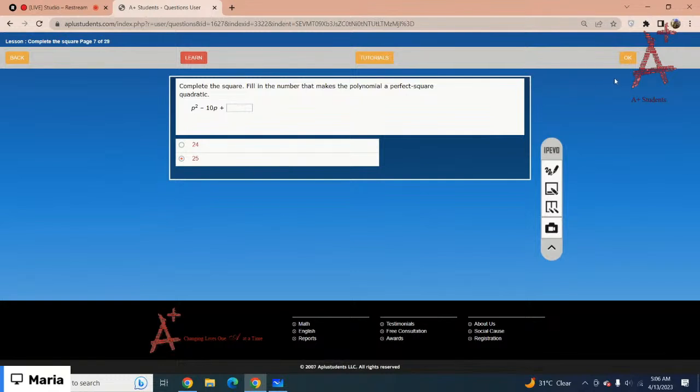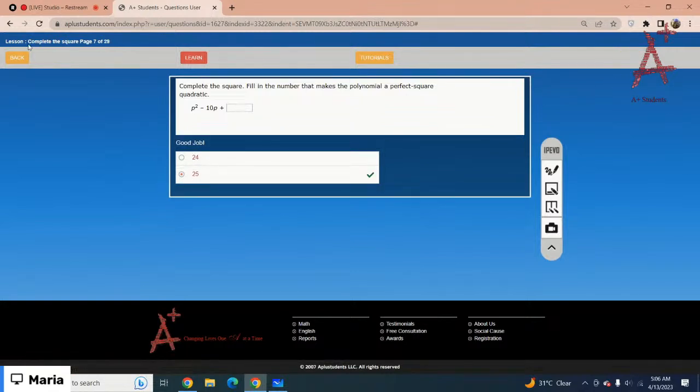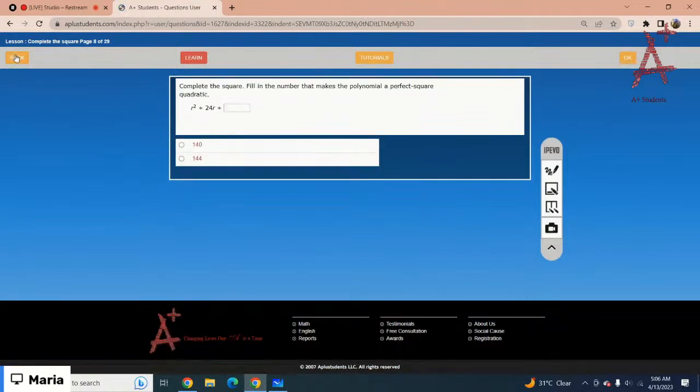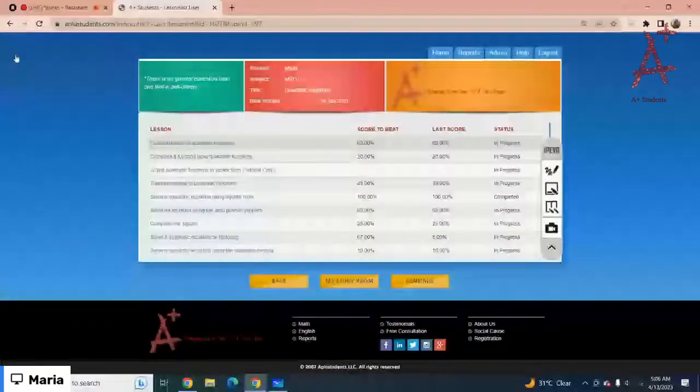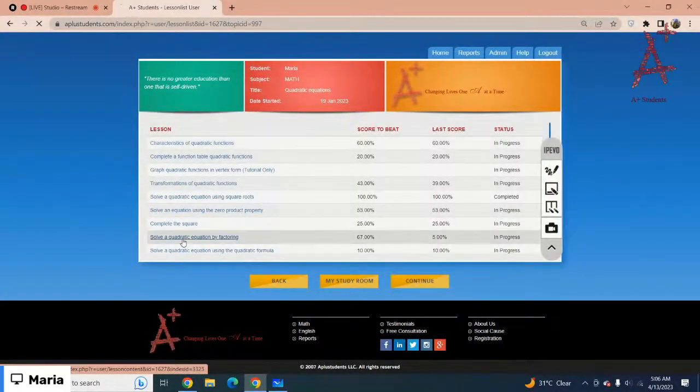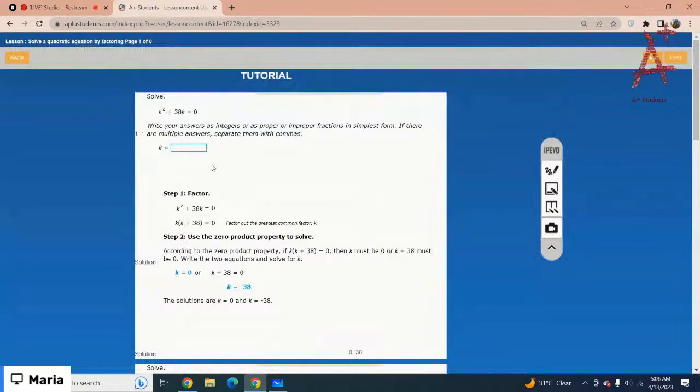Okay, you can complete the test by yourself later today. Let me just move on to the next lesson. The next lesson is, I think, solve a quadratic equation by factoring. So let's just start with the next lesson.